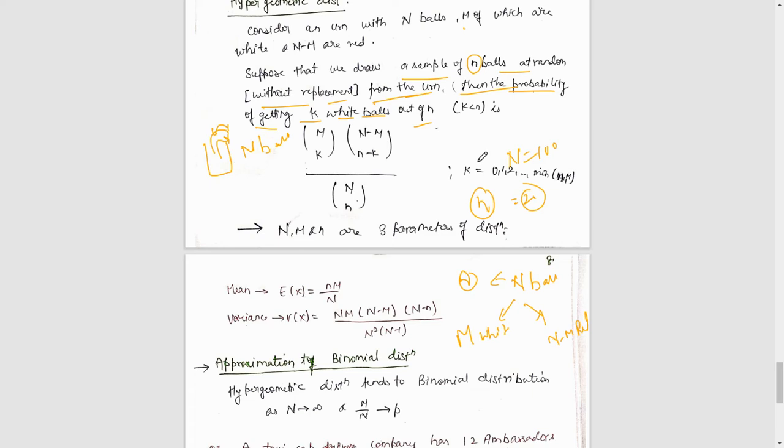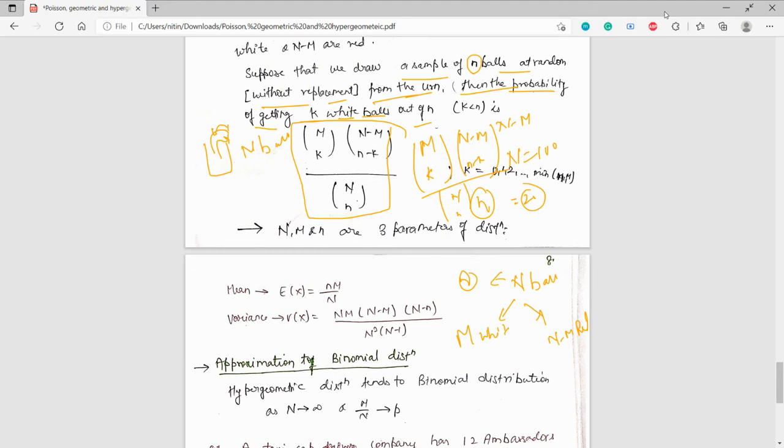So you know that if there are a total of m white balls, then you have to choose k white balls among them, and out of the N minus m balls that you have left, you need to choose n minus k red balls. And the total number of selections can be, total number of n balls from N, so N choose n. So this is your required probability, and this is called a hypergeometric distribution.